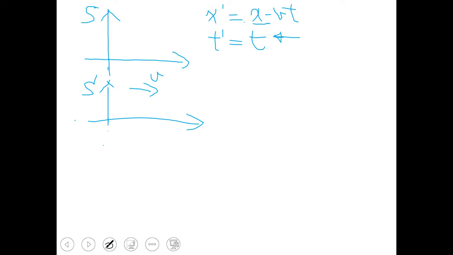If we just need to convert the x-axis for S reference frame and S prime reference frame, we only need to subtract the velocity of this reference frame multiplied by t. So this is what we have learned before. And in this case, when you need to add the distance, you just algebraically add them together, and the speed you also algebraically add them together.